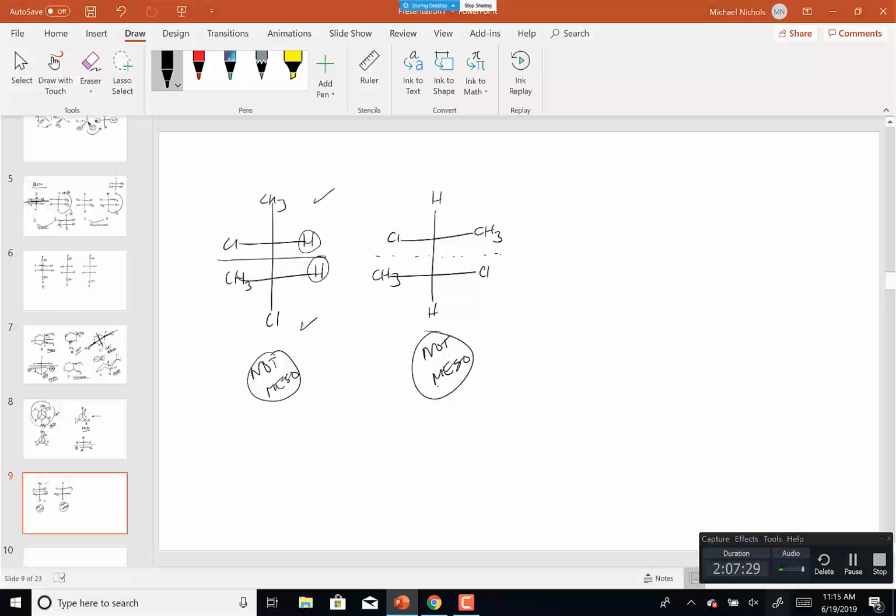In this case, what would happen if one was meso and one was not meso? If one was meso and one was not meso, how did I make it the other molecule not meso? I changed one carbon. So a meso, not-meso pair are going to be diastereomers. A meso-meso pair are the same meso compound.